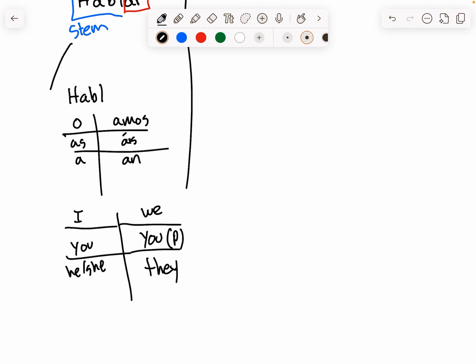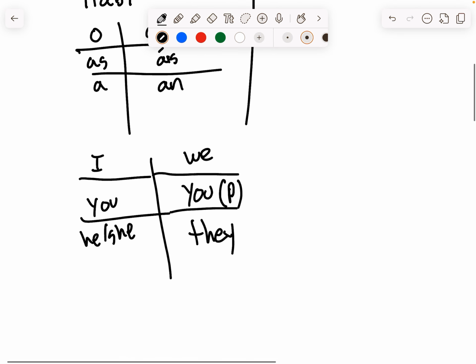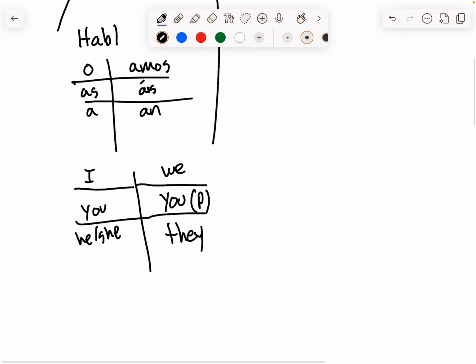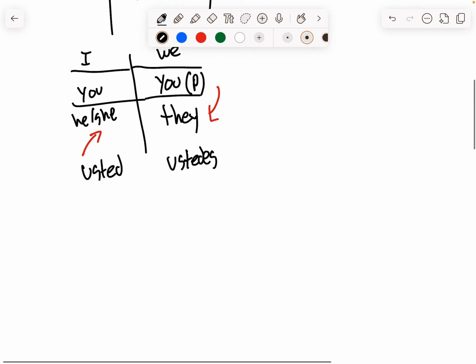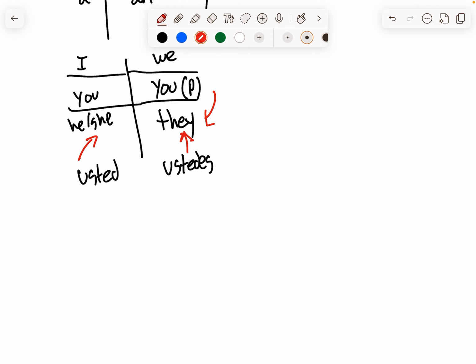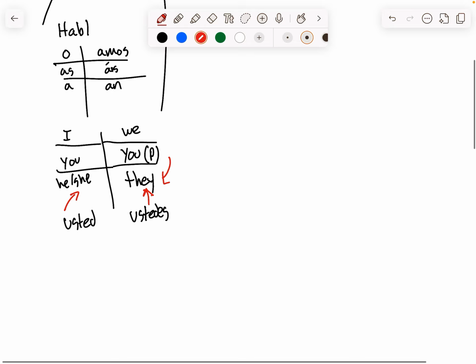Now, keep in mind that the you plural form is only used in Spain. So most of the time, you will see people conjugate verbs in this section in order to say you plural, because there's a word usted, which means you in a formal way, but you conjugate it as if it was here. And the plural of usted, ustedes, would be conjugated in the they form. It's kind of confusing, but you just need to memorize it that way.